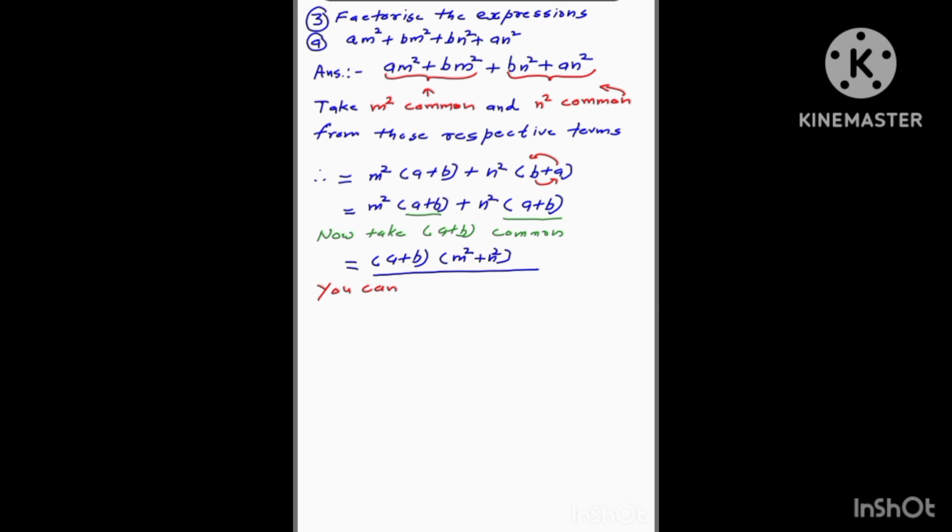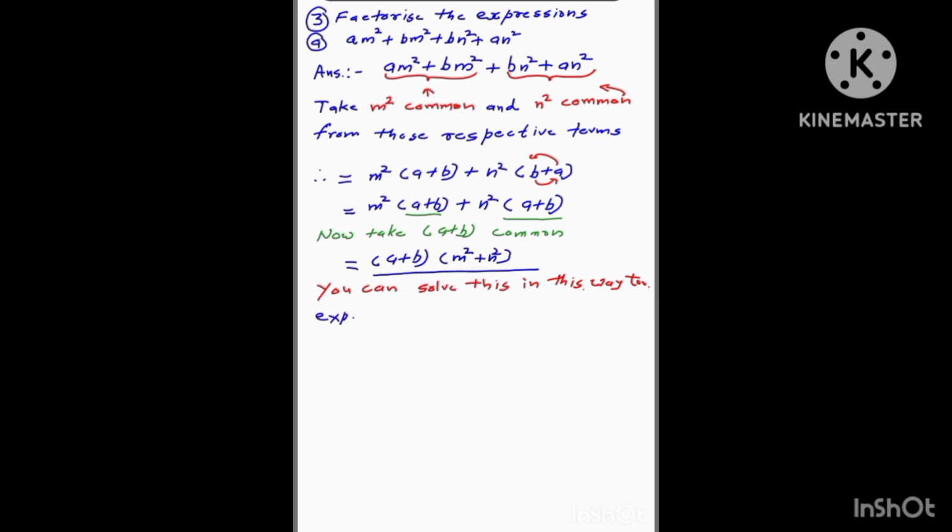So you can solve this by another way, in this way also, this way too.